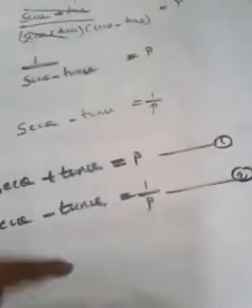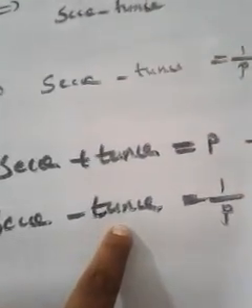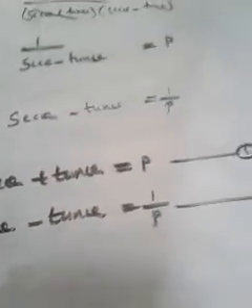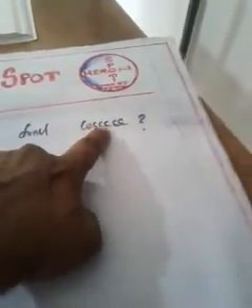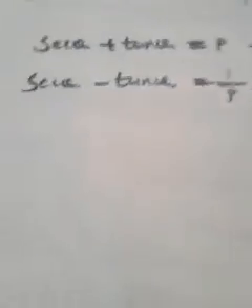Once again repeating, when you solve this equation, you will get the value of tan. Once you get tan, you can easily convert into cot. Once you get cot, you can use the identity 1 plus cot square theta is equal to cosec square theta. In that way, you can find out the value of cosec. So how will we get the value of tan?